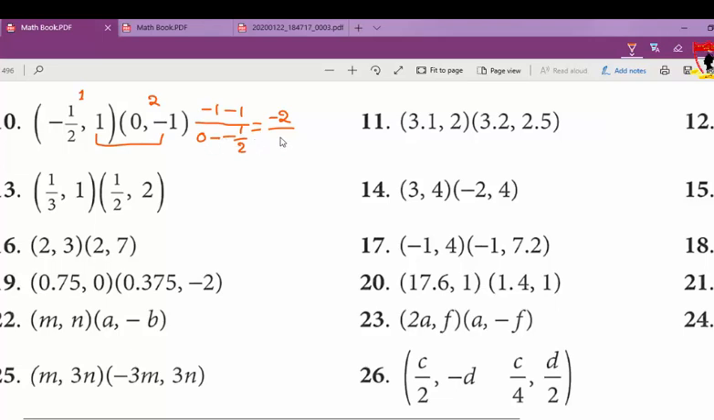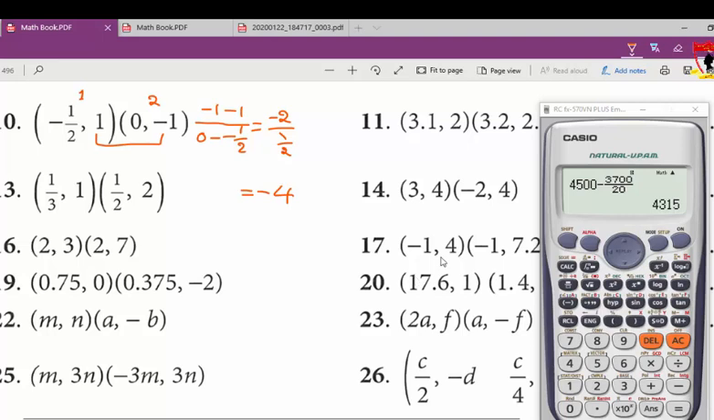0 plus 1 over 2 is just 1 over 2. Negative 2 divided by 1 over 2. In other words, we can see how many 0.5s, how many halves are there in 2. There are 4 halves in 2, and since one of them is negative, the negative stays.